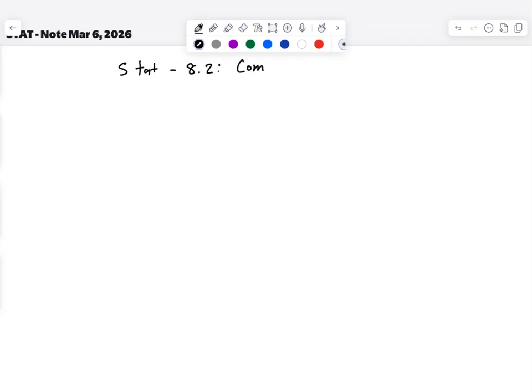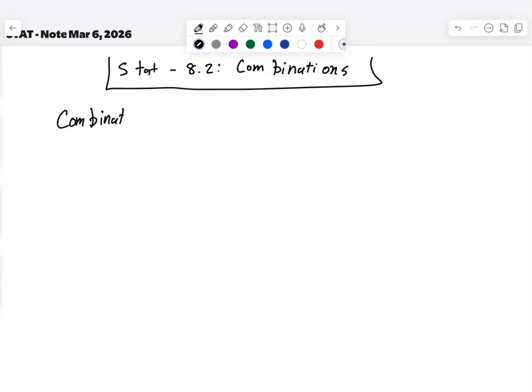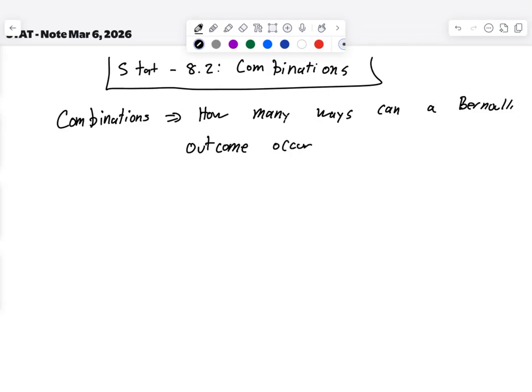8.2, combinations. So basically, combinations is telling us how many ways can a Bernoulli outcome occur when order matters.